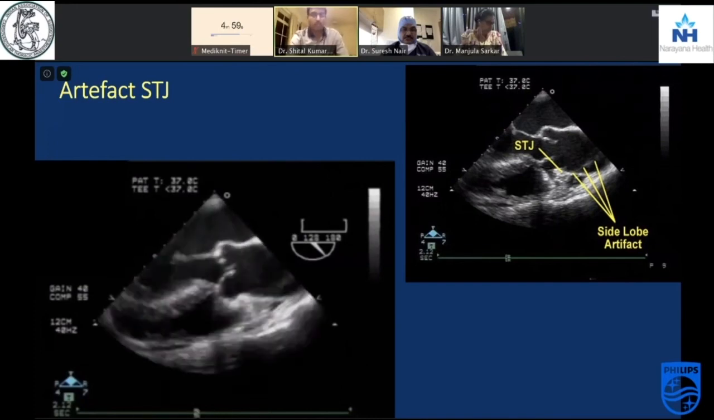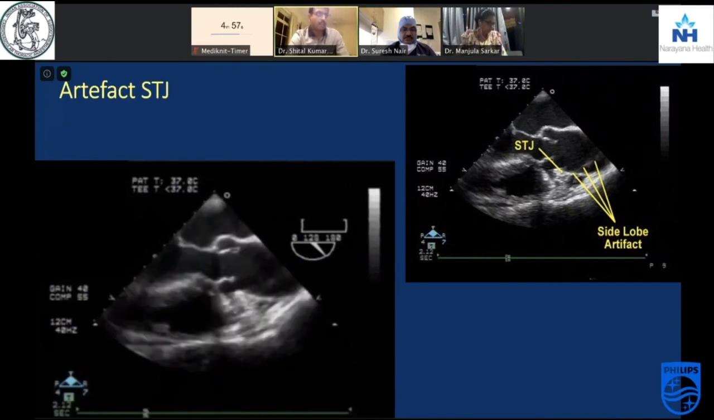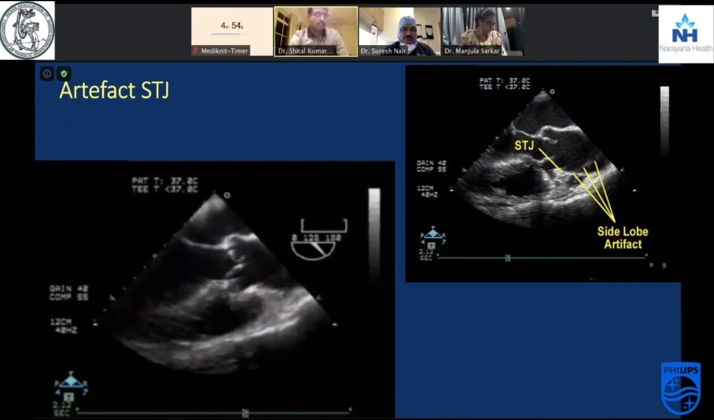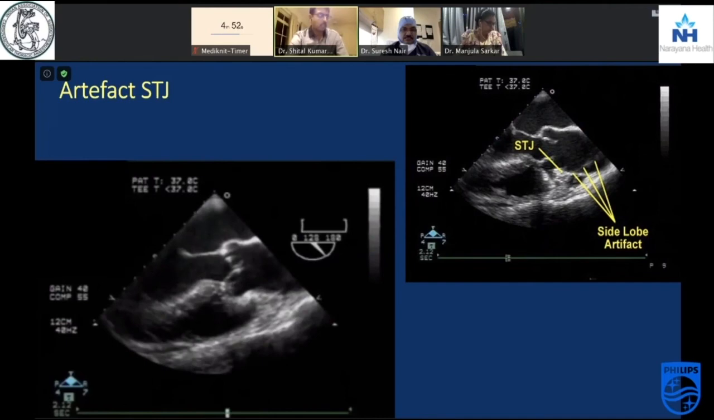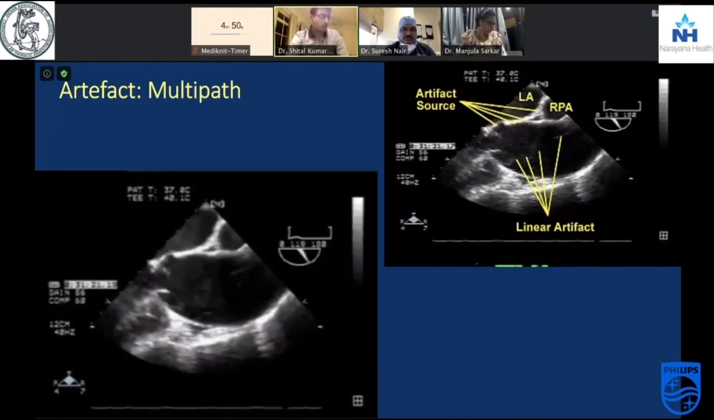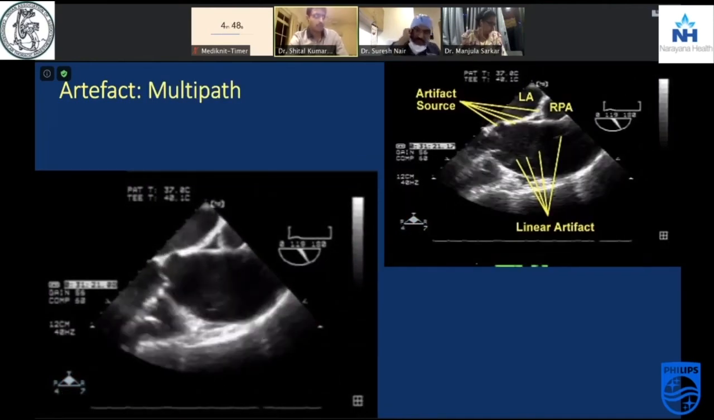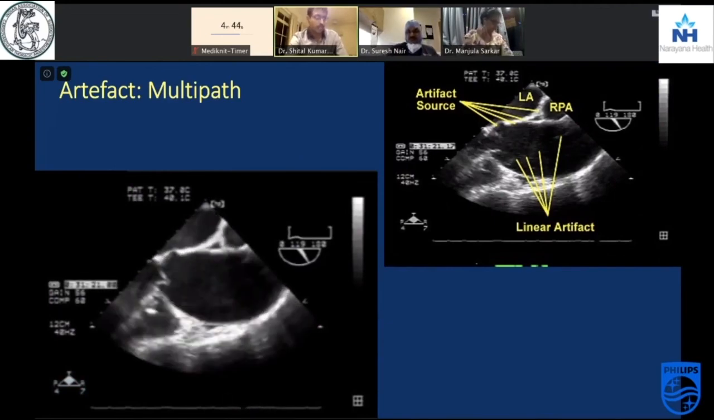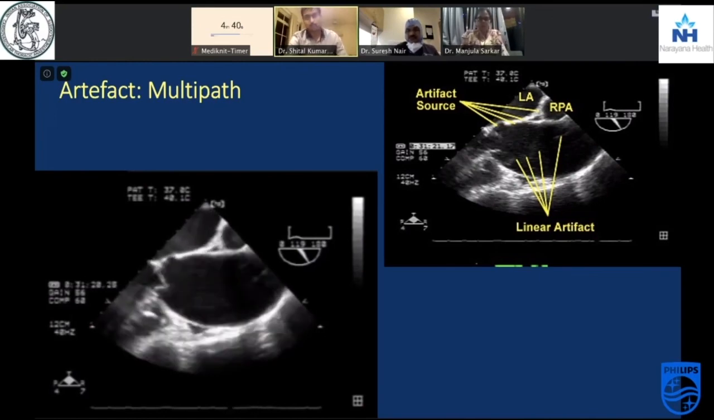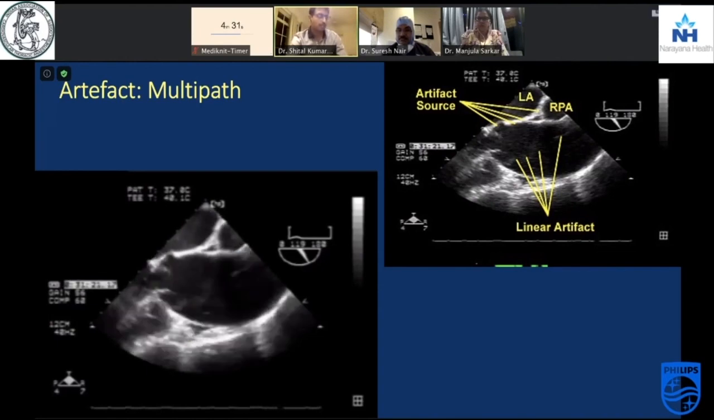In the picture on the right side, you can see the artifacts due to PA catheters and side lobe artifacts. Artifacts in the sinotubular junction: severe calcification of the sinotubular junction is going to result in a side lobe artifact. It looks like a flap of aortic dissection, but usually the intensity will diminish, whereas if it's an actual aortic flap, the intensity will be the same. Also, you can change from the long axis to the short axis and confirm.